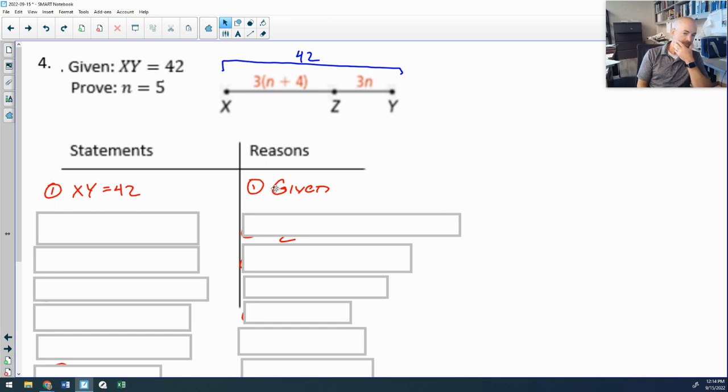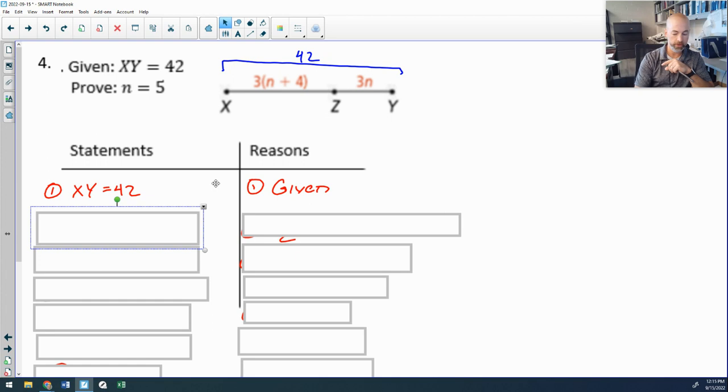And so if I'm trying to solve this, well, I see that I need to add these two pieces together and get 42. Now, algebraically, you might jump straight to 3 times (n plus 4) plus 3 times n equals 42. But we need to go in baby steps, itty bitty baby steps. And we are using the segment addition postulate there.